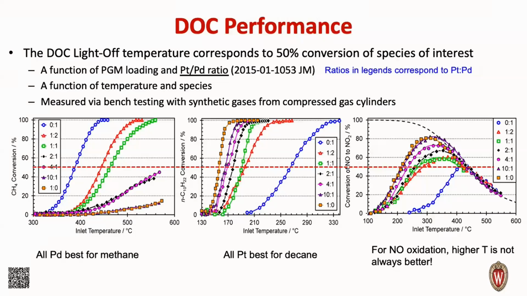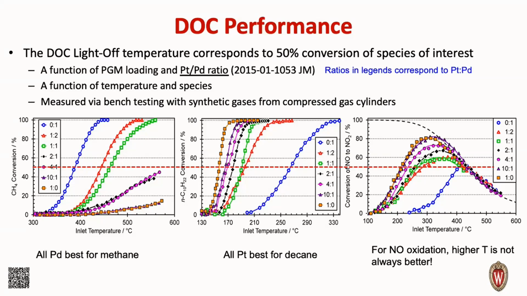Briefly taking a look at DOC performance, the DOC light-off temperature, like I said, is 50% conversion, so I have this dashed red line at 50%. The light-off temperature is a function of a couple things. It's the platinum to palladium ratio. You can see all of these legends correspond to the ratio of platinum to palladium. So this first one is all palladium and this last one is all platinum.